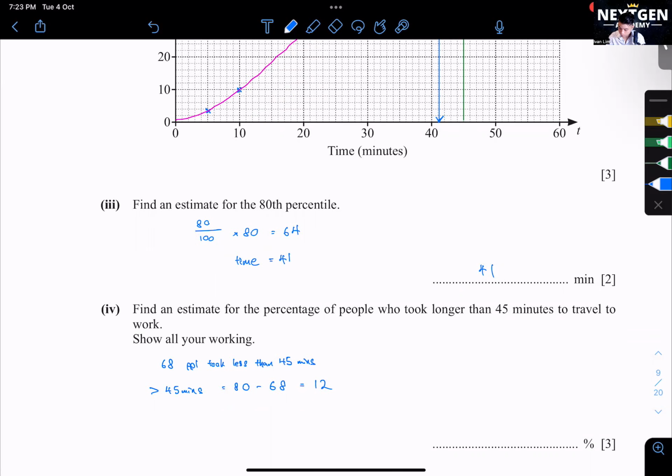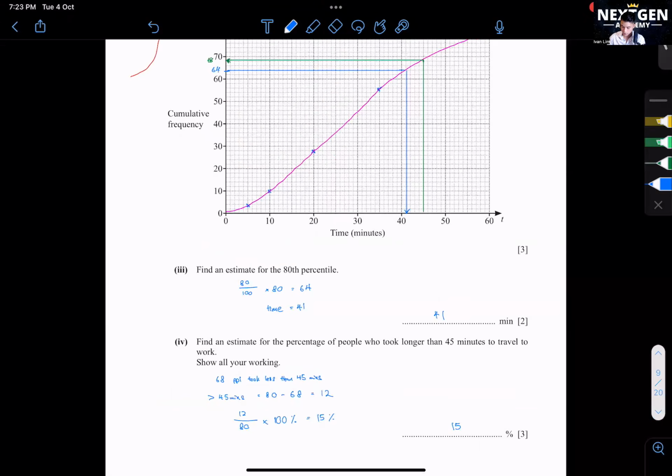So for the percentage, the 12 over the total, then times 100%. Over here I'll get 15%. This all depends on how you draw your graph. My value and your value might be a little bit different. It depends on your graph, but you just need to know how to read it and then how to put in the values.